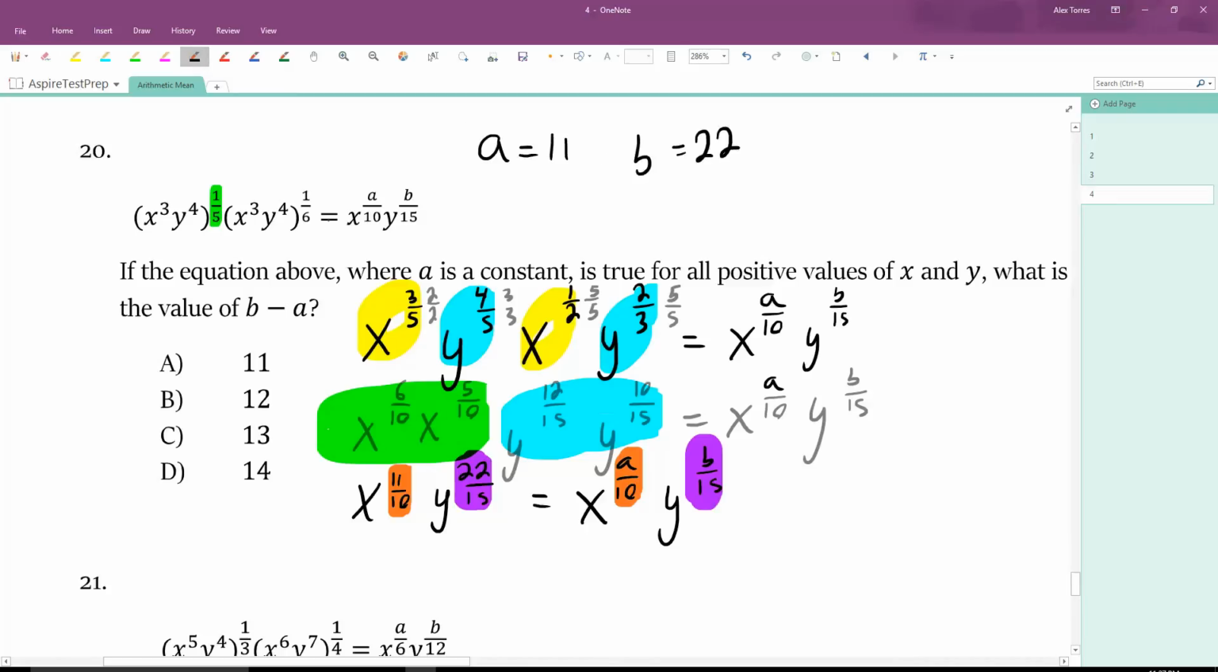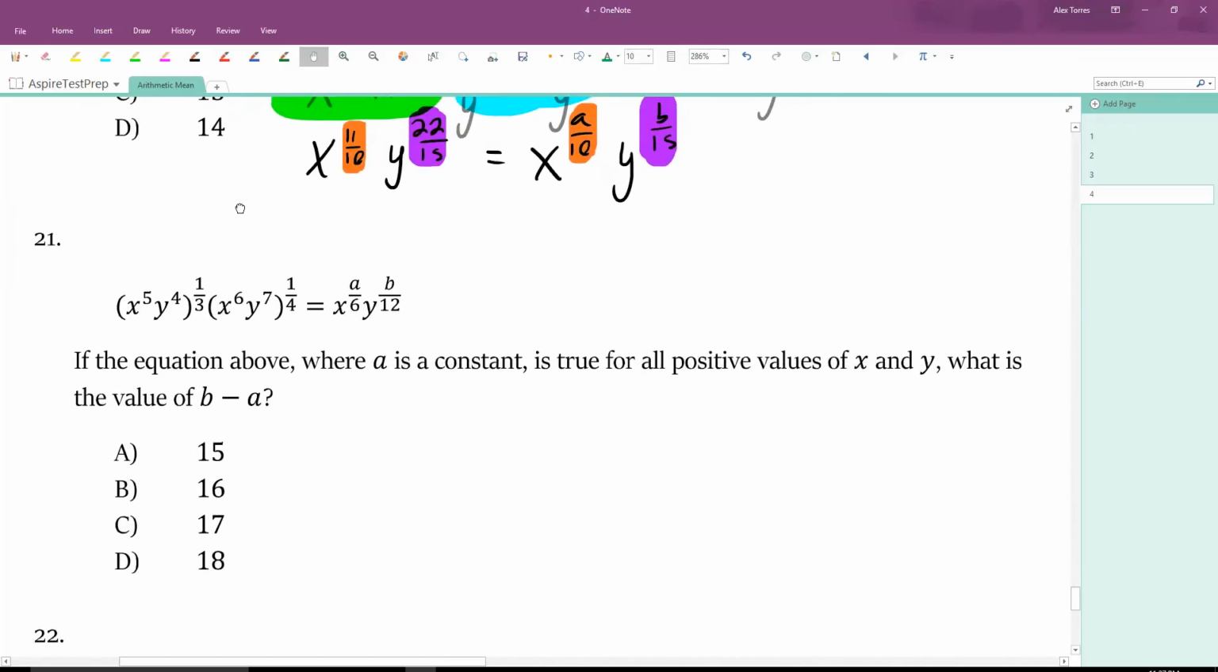The question is asking us what's b minus a. That's 22 minus 11, and the answer is 11. Going over to number 21, we can go ahead and multiply the exponents in that parentheses by 1/3.